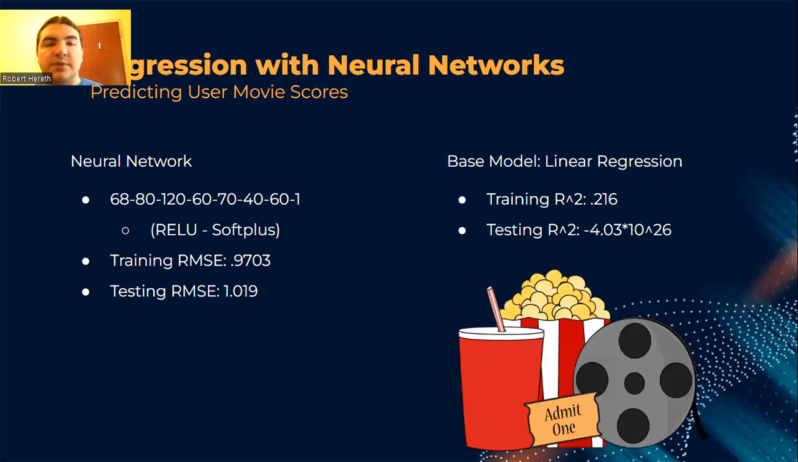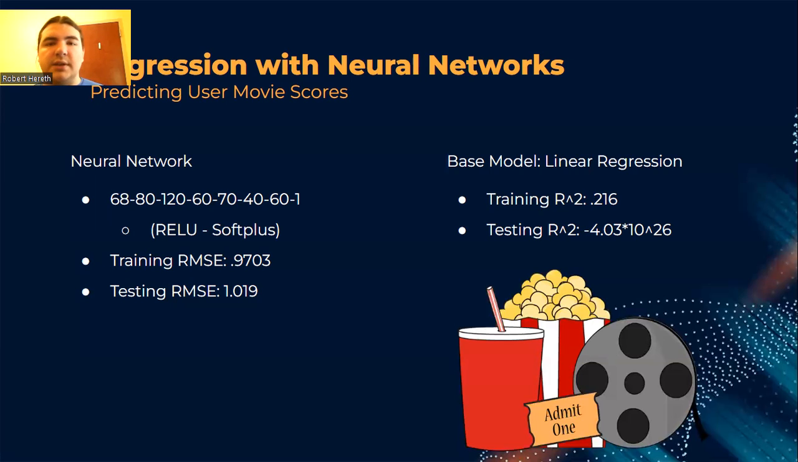So the first thing I looked at was regression through neural networks. And what I wanted to do was predict user movie scores. Now, if you go on IMDb, you'll be able to see a scale of 1 to 10 of how users rate specific movies. I found a database that pulled about 9,000 plus movies, and I wanted to predict that score.